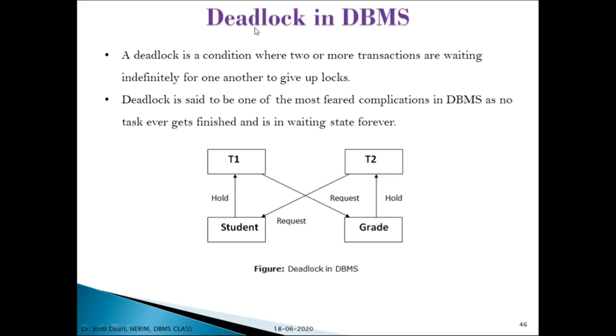Regarding deadlock, I think you have got good knowledge from the operating system class. So you know what deadlock is, and here we are only going to discuss the basics. In DBMS, how do we get deadlock? Here, with that table, we have these resources: this is our student, and here it is grade. Both are waiting for each other, and this condition is deadlock in DBMS.